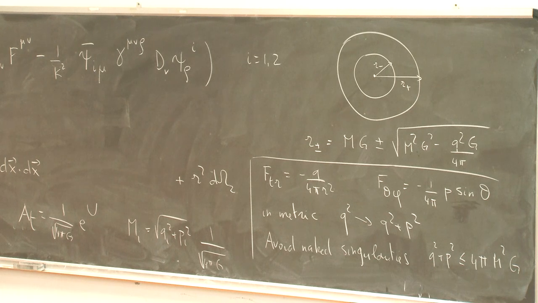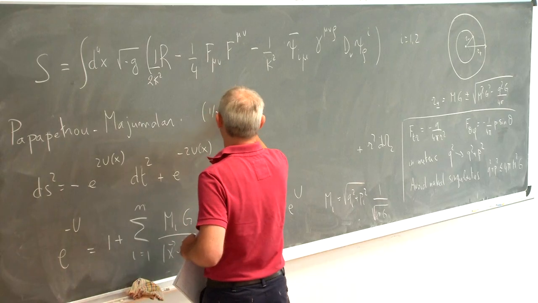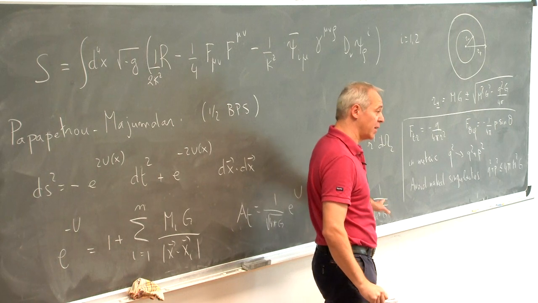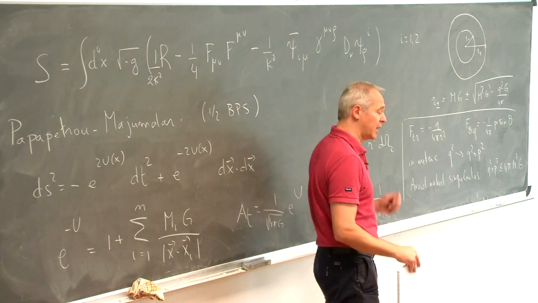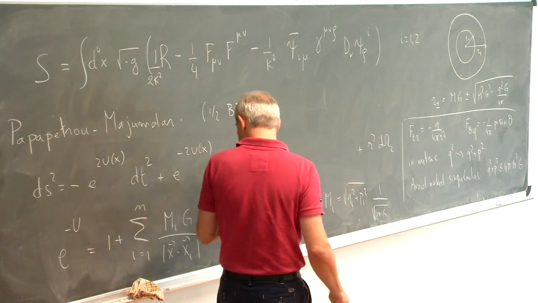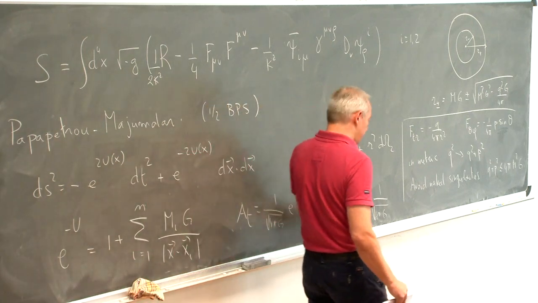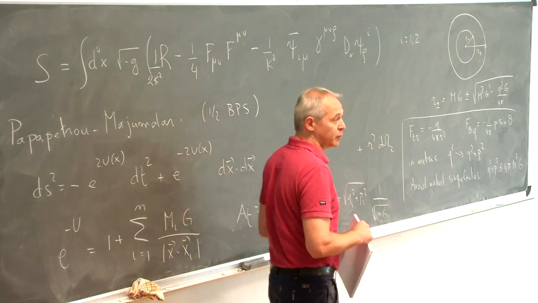Are these solutions BPS or non-BPS? They are BPS solutions, so they are 1/2 BPS. And this is a reflection of the fact that they are BPS. Otherwise, you would already see that in the case of one center, it's not the most general solution because the mass and the charge are related.